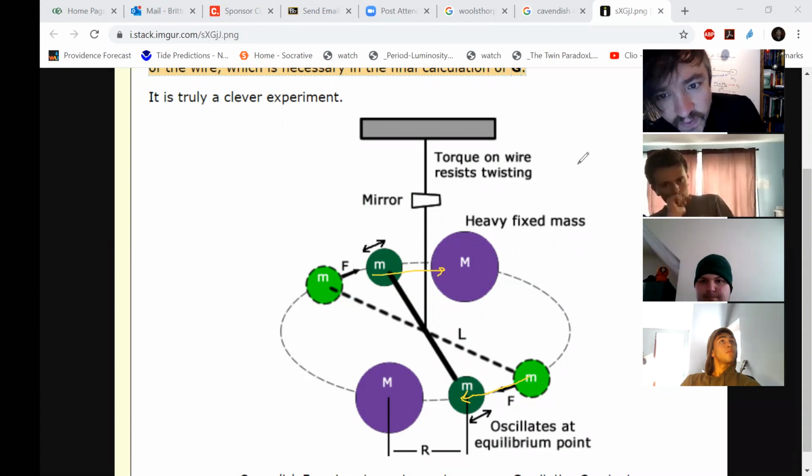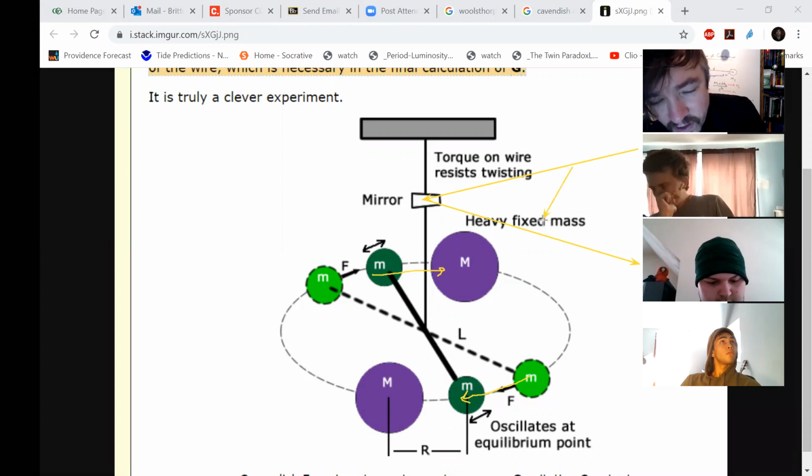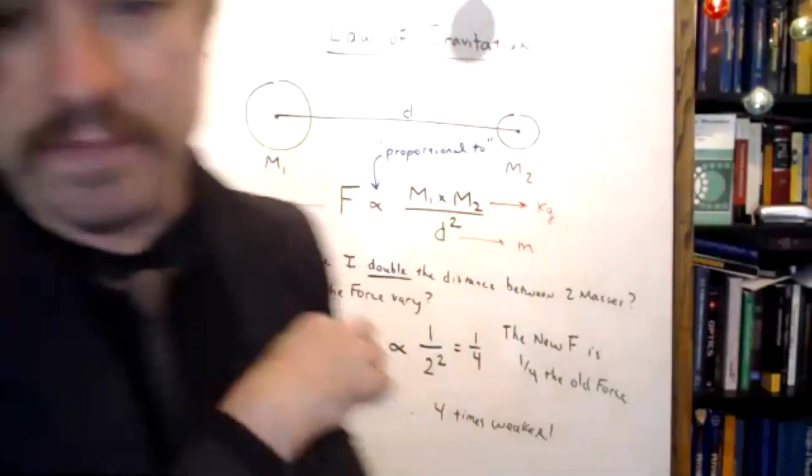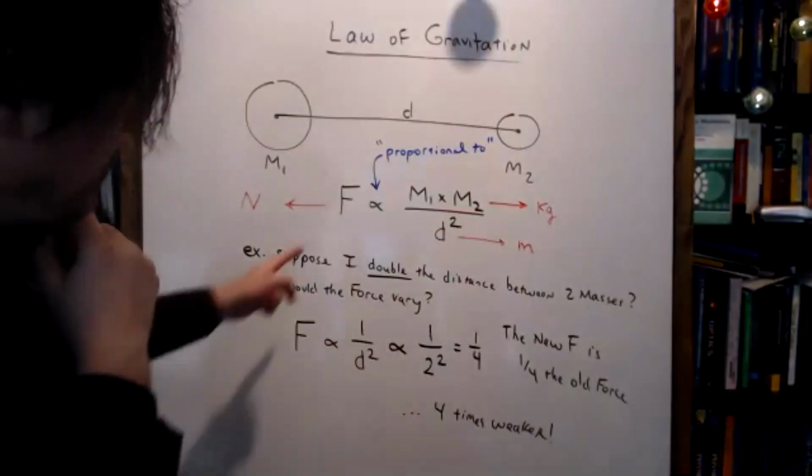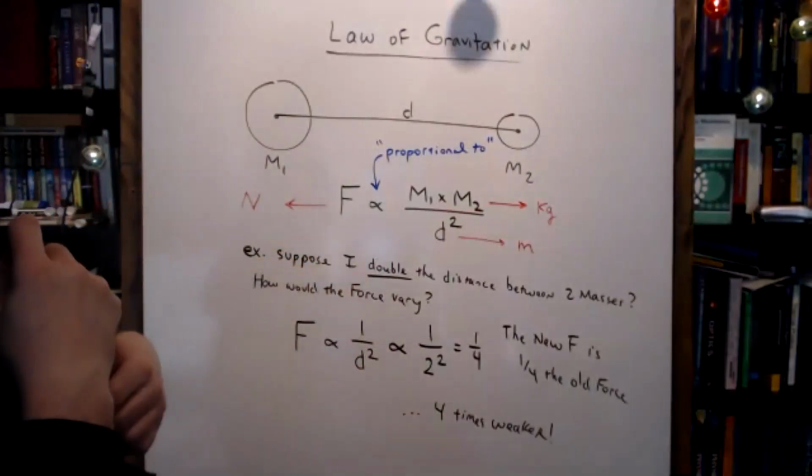The 2 spheres together actually pulled a tiny bit on the little spheres, and they got this wire to twist. And then he was able to measure the deflection very precisely because he could shine a beam of light or a laser on the mirror, and as the mirror twisted, you'd measure the angle by which it rotated. In other words, he performed this clever experiment where he actually measured nature's pull of gravity. By doing that, he was able to turn this into an equal sign.